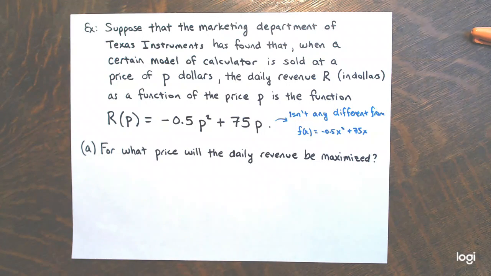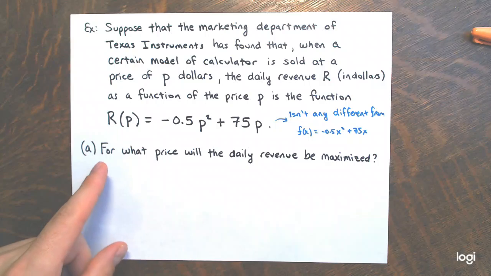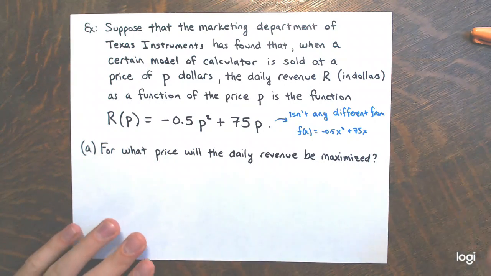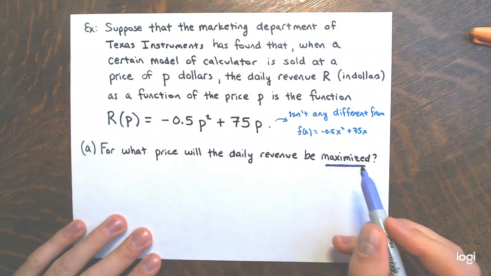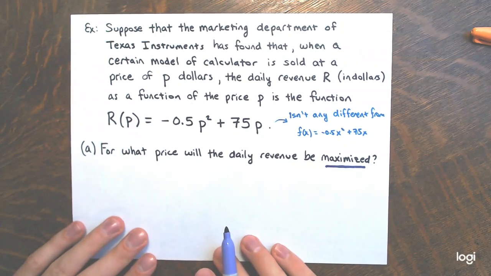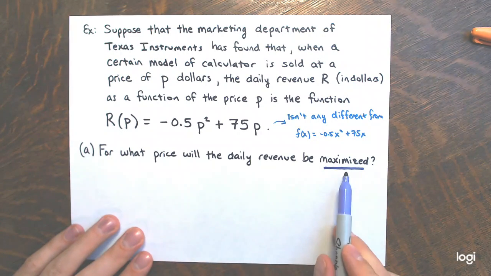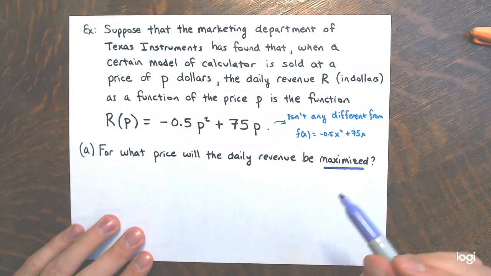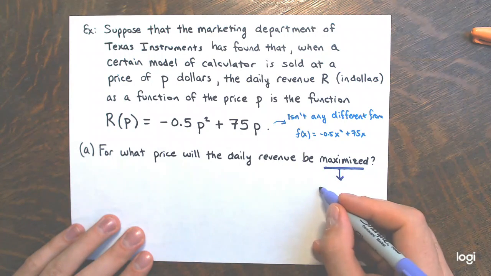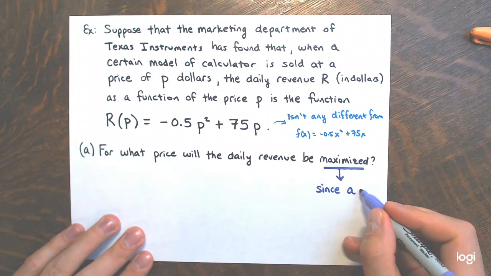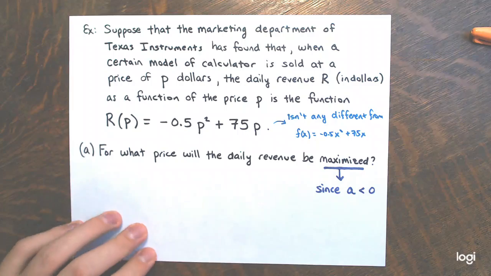All right, and then I have two parts to this, two questions, and they'll again be like I did in the last two examples. First question, for what price will the daily revenue be maximized? Notice the word maximize. You might come across other problems where they ask about minimized. But you see why it's maximized here. Look at the lead coefficient. They're asking about where the revenue is maximized since the lead coefficient is negative.